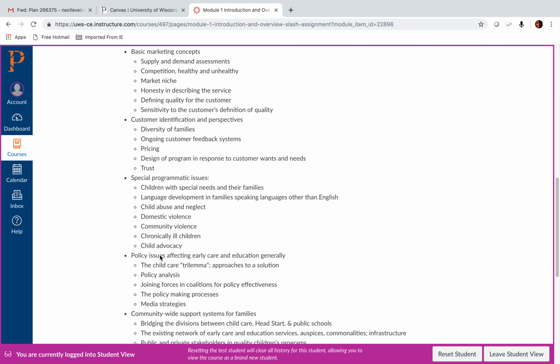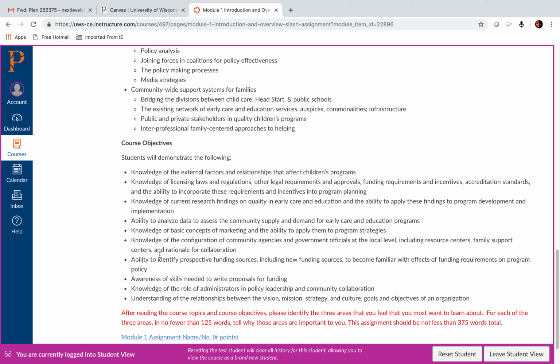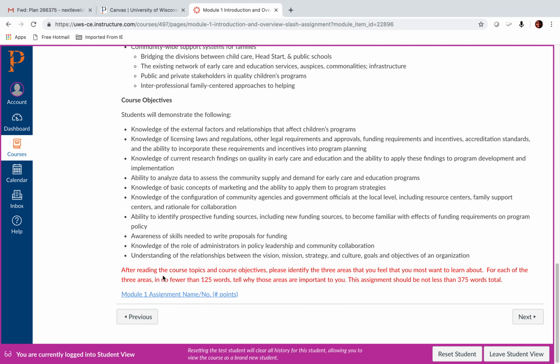But as we scroll down, we also have what the course objectives are. And some of them include knowledge of the external factors and relationships that affect the children's program, the awareness of skills needed to write proposals for funding. So quite a few objectives that we'll be covering as well.